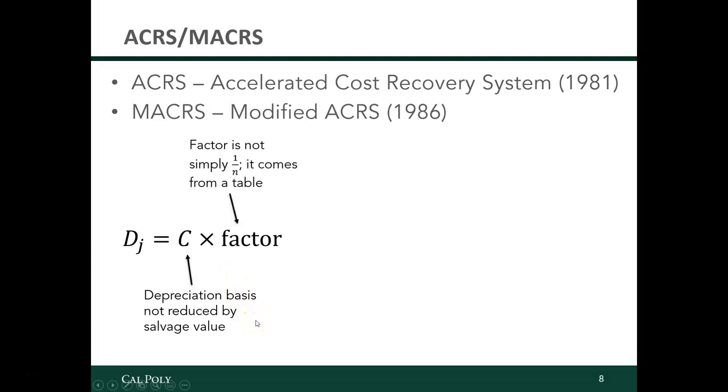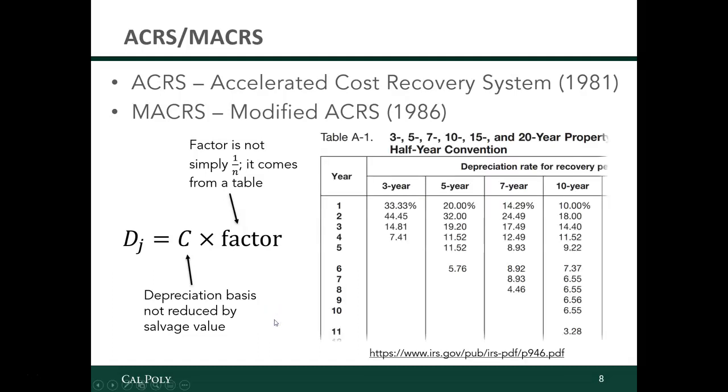The factor isn't 1 over n. Where does it come from? It comes from a table. And here's what the table looks like directly from the IRS publication, P946. I think this was from last year's, and I don't think they've changed this year, at least not substantially. And you do not need to memorize these values. If you get a question like this on the FE exam, or if I gave it to you on an exam, you would be able to look it up. It's probably going to be in the FE exam handbook.